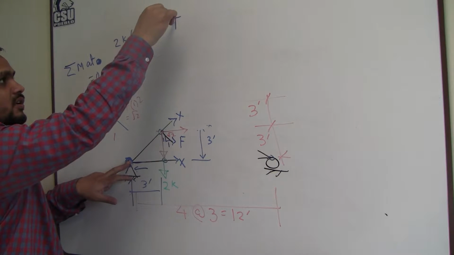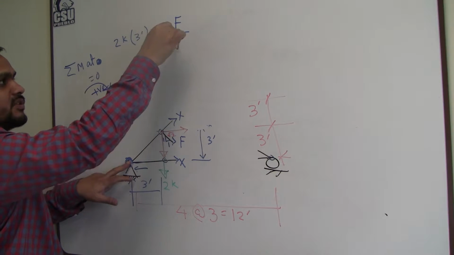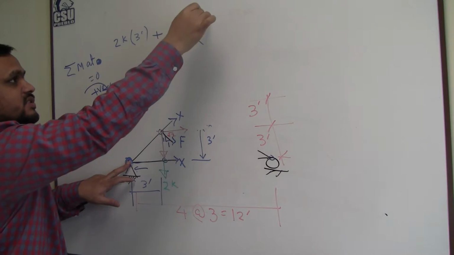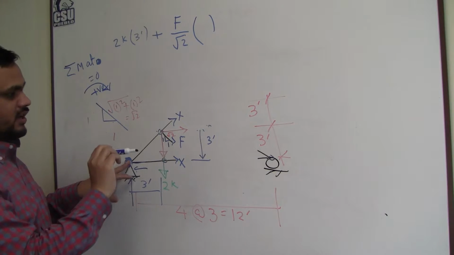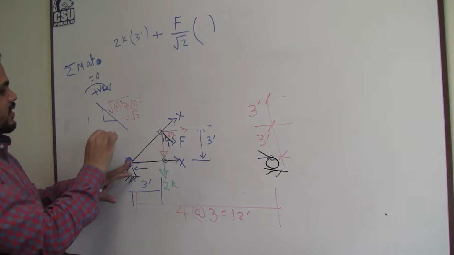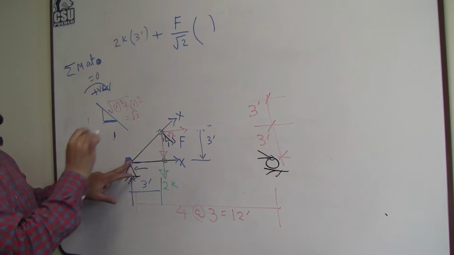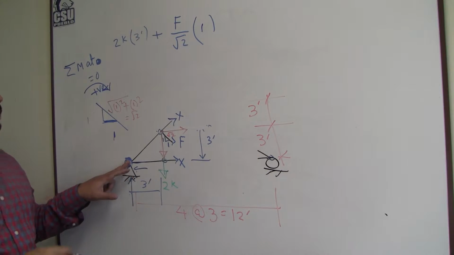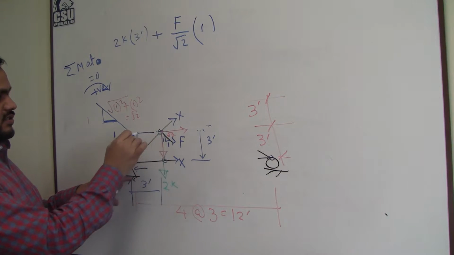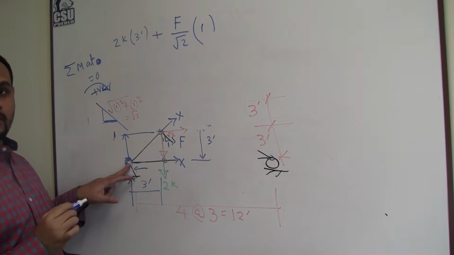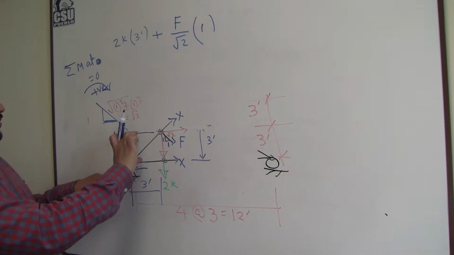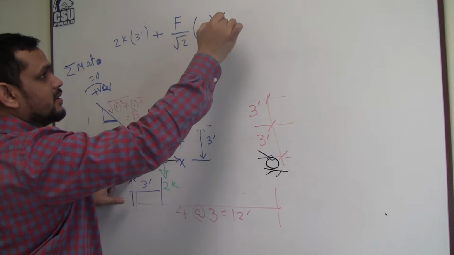What is the value of this force? What is the rule? Force divided by hypotenuse times the corresponding side. I am taking the horizontal part, so my side is 1. That is my force along this way. What is my distance? Distance is obviously the perpendicular distance, since moment is force times perpendicular distance. So this is my distance, that is 3 feet.